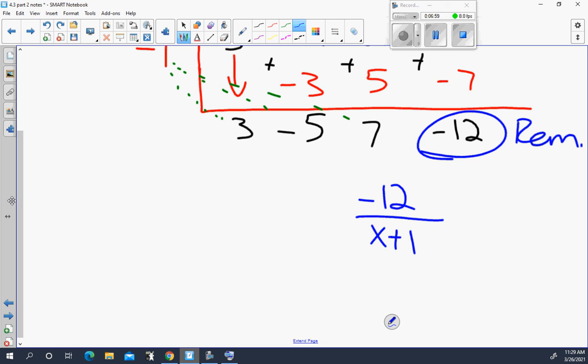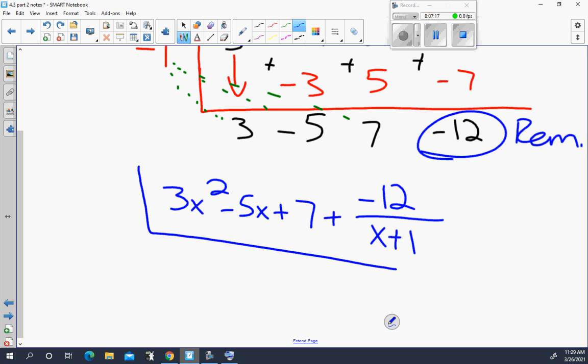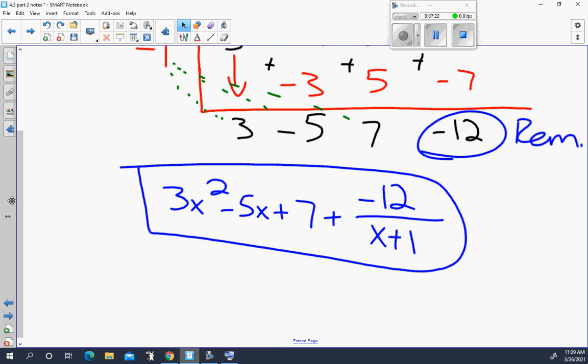What number came next? The 7, so plus 7. Then it's a negative 5x. And then it was 3x squared. Again, write your answer going backwards. It will be a lot easier. Okay, let me just check my answer. Make sure we got this right. Yes, we did. Awesome.